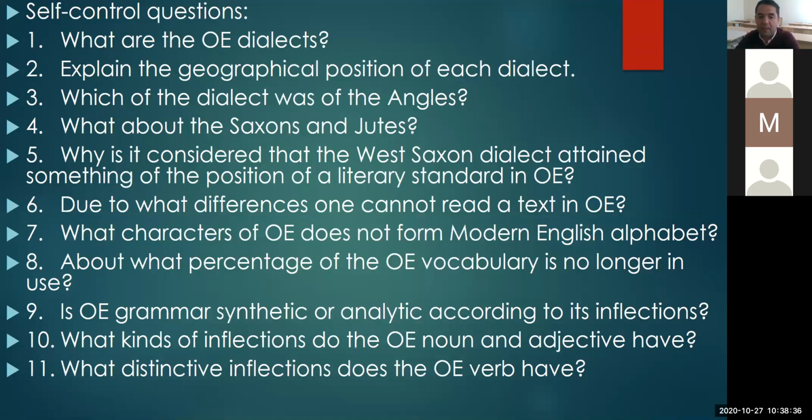Okay, so we identified the synthetic languages. A synthetic language is characterized by the abundance of inflections which express grammatical categories. What about analytical languages? How do we identify whether the language is analytic or not?